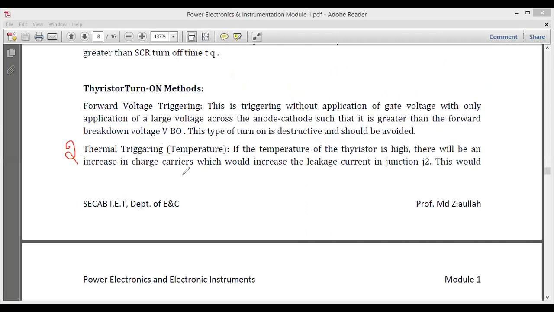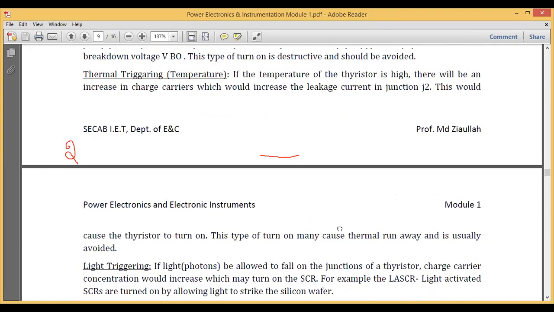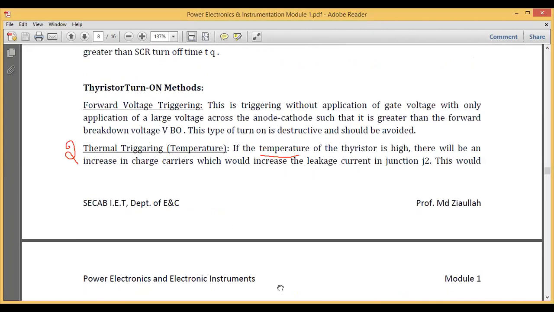We know what the word thermal means. Thermal is nothing but temperature. If the temperature of the thyristor is high, there will be an increase in the charge carriers, which would increase the leakage current in junction J2. This junction J2 will cause the thyristor to turn on. This type of turn on may cause thermal runaway, and it is usually avoided, because a further increase in temperature may lead to the destruction of the thyristor.